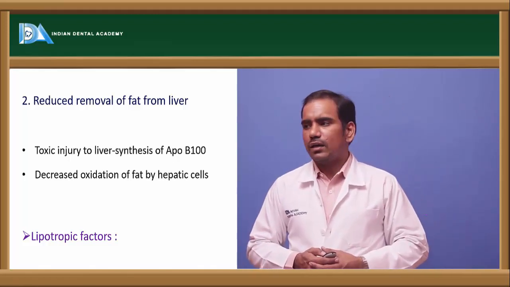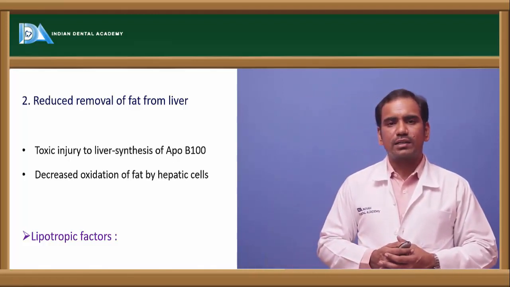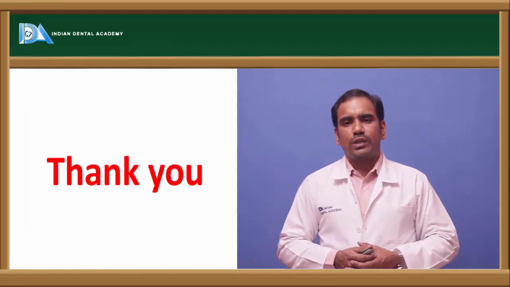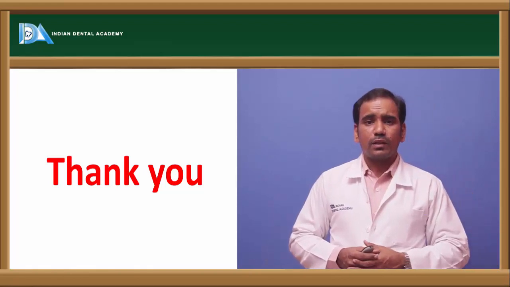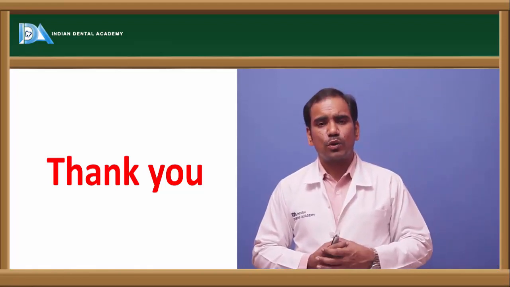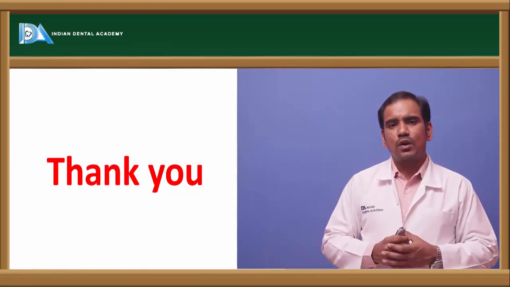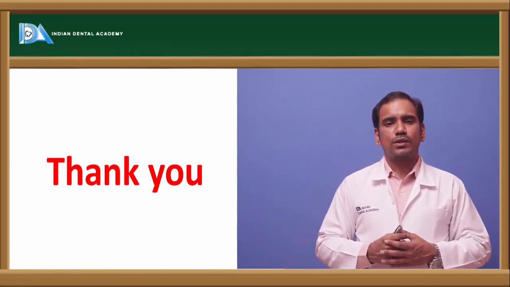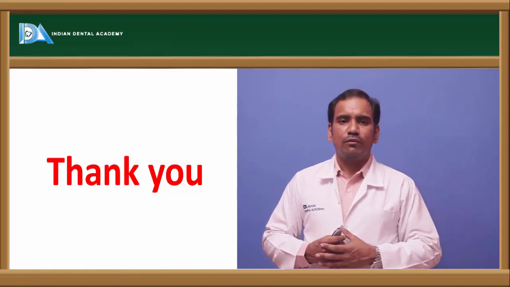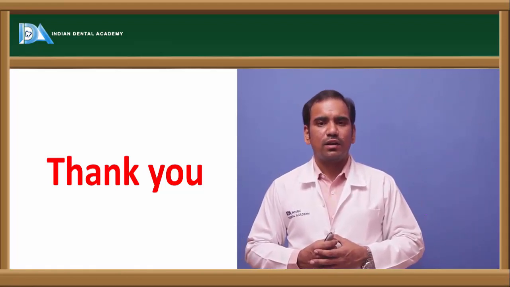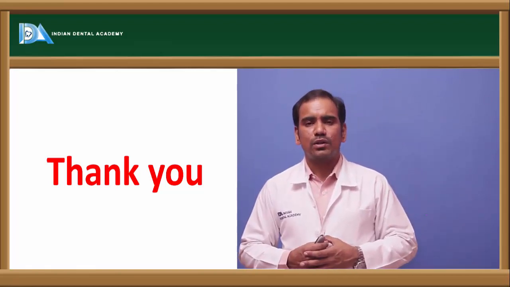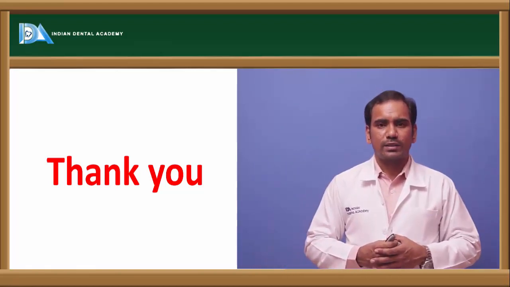This is about the factors which prevent the accumulation of fat in the liver. Right. So till now we have seen how fatty acids are oxidized in our body, how cholesterol is synthesized, what lipoproteins are, what their functions are, what atherosclerosis is, what fatty liver is, what causes fatty liver, and what the factors are which prevent the accumulation of fat in the liver. Those are called lipotrophic factors. Thank you.